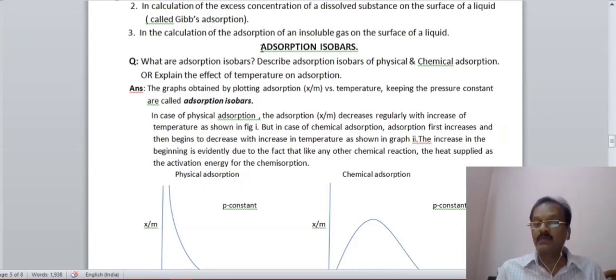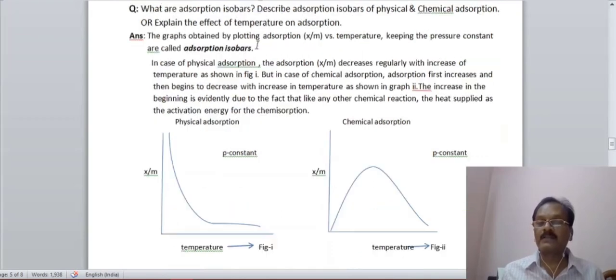Now we have one more type of graph, that is the isobar, called adsorption isobars. Here the extent of adsorption, that is x upon m, is studied with respect to temperature, keeping pressure constant, and that is called adsorption isobars. The graphs obtained by plotting adsorption versus temperature, keeping the pressure constant, are called adsorption isobars. Now let us see how the graph varies in two different types of adsorption, physical and chemical adsorption. Look at these two graphical representations on the screen.